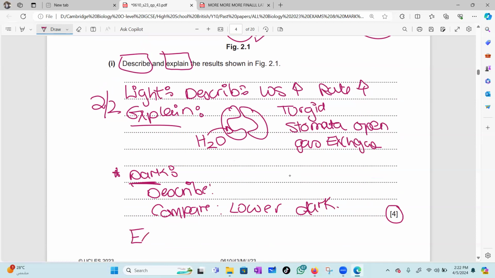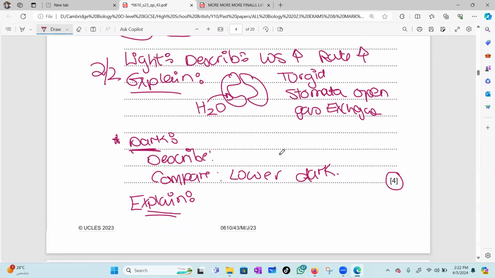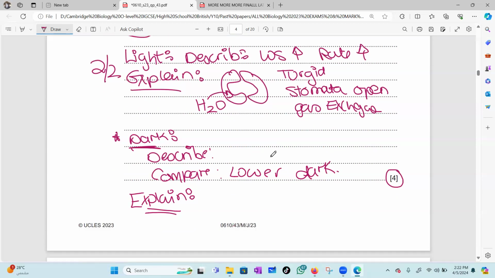Can you explain why the rate of transpiration is lower in the dark? Now that's easy. Because the stomata is not fully open? Exactly. It's the opposite. Because in the dark, the guard cells will not do photosynthesis. The guard cells will not absorb water. The guard cells will not be turgid. The guard cells will be flaccid and they will close. And they will close the stomata. The stomata will be closed and there will be less exchange of gases and less release of water vapor and less transpiration. It's very easy.